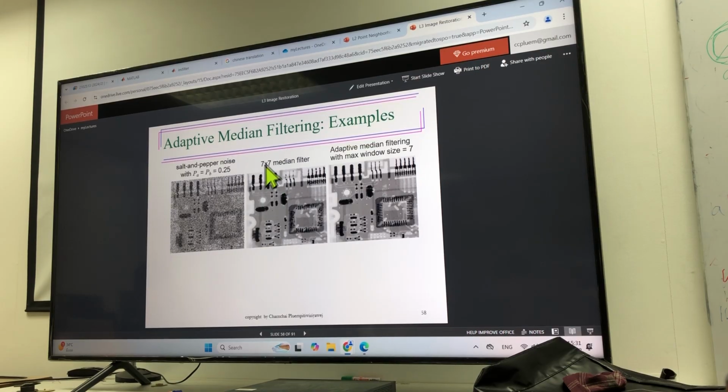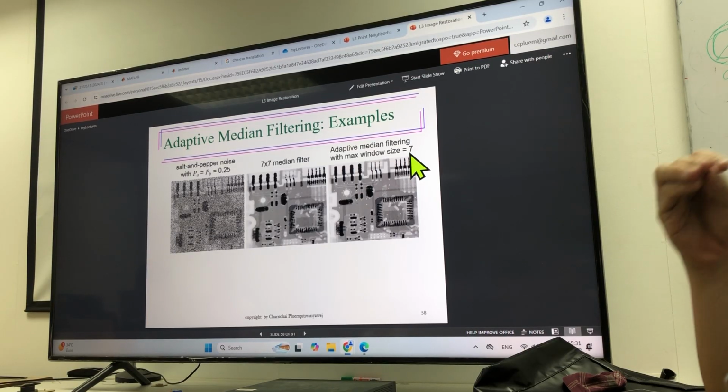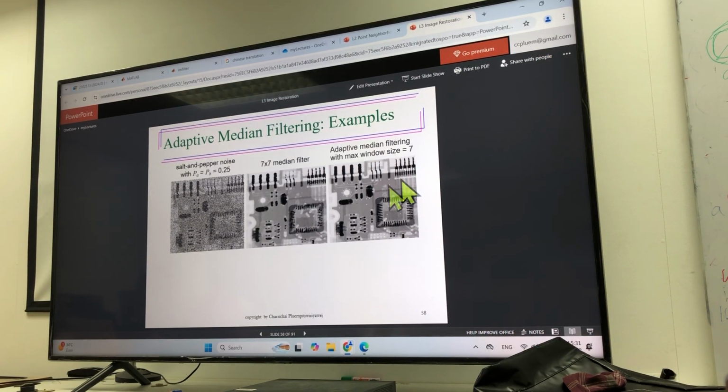If you use a 7x7 median filter, it can get rid of most of the noise. However, part of it, like this part of the circuit, disappears. However, if you use the adaptive median filter with the maximum size of 7x7, so you increase from 3x3 to 5x5 to 7x7, it looks much better than using the 7x7 alone. So this is adaptive.